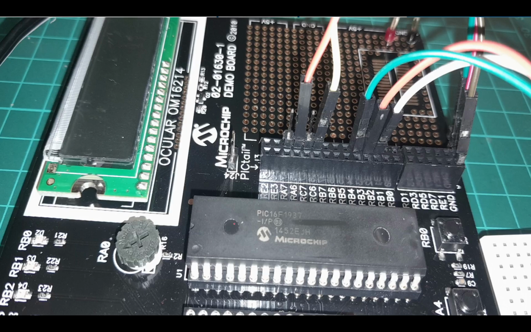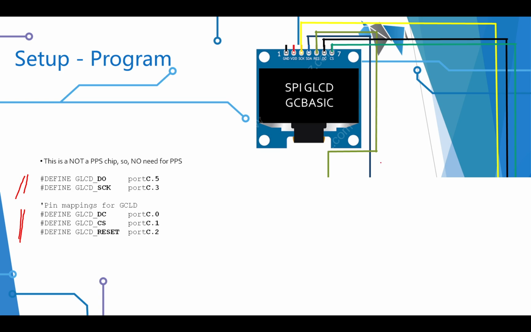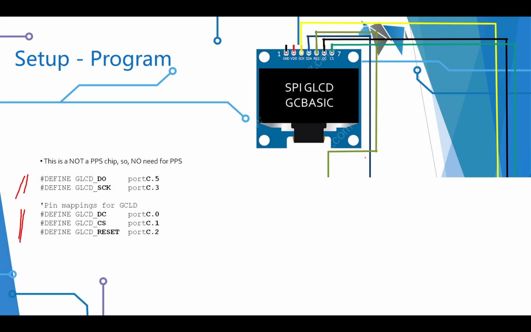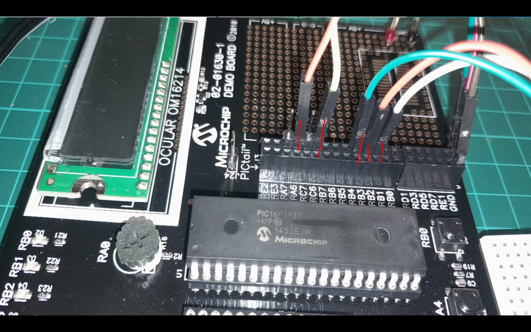I took a photograph of the side, and this is my clock line. This is my serial data out, and these are my other three control lines. I can't remember what they are because they're on that previous diagram. So C0 is DC. That's the DC line. That's the chip select line.